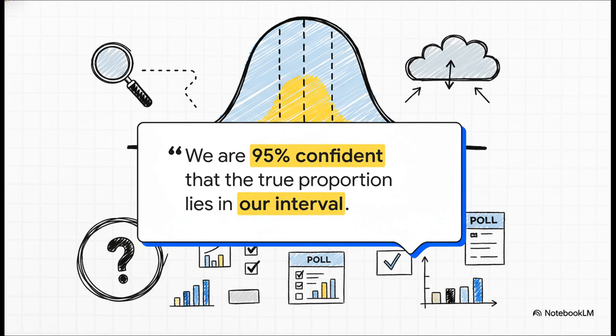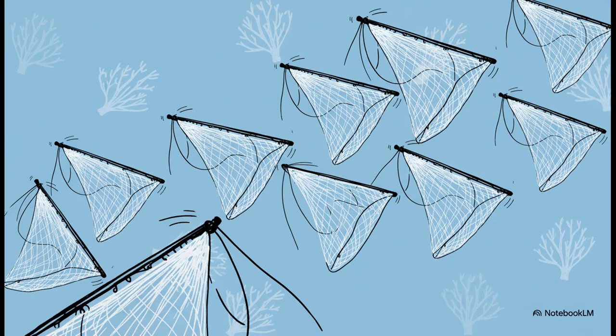But what does it actually mean? Because, and this is important, it doesn't mean there's a 95% probability the true value is inside our one specific net. It's a little more clever than that. So let's just stick with our net analogy for a second. Imagine we could go out to that reef and take 20 different random samples, and for each one, we build a brand new 95% confidence interval. So we're casting 20 different nets.